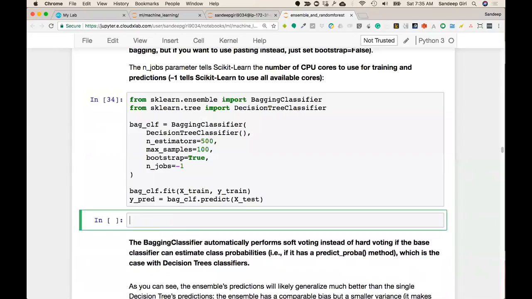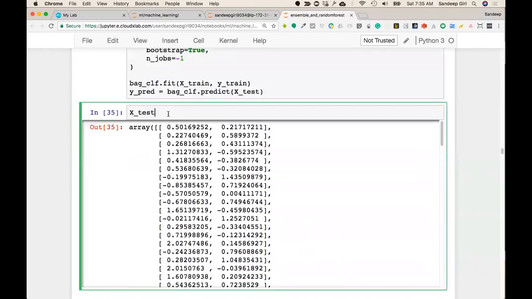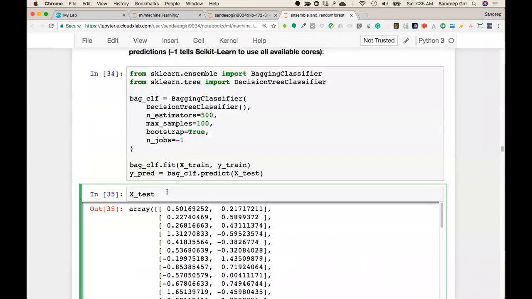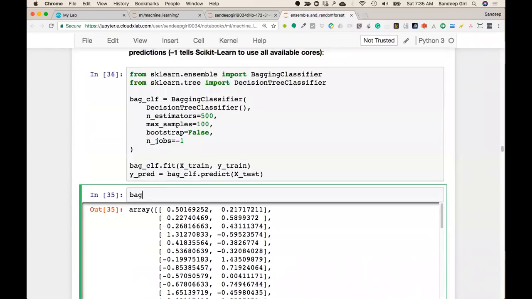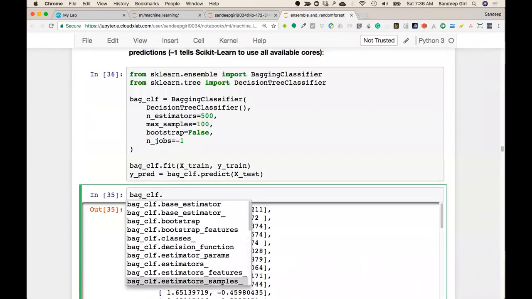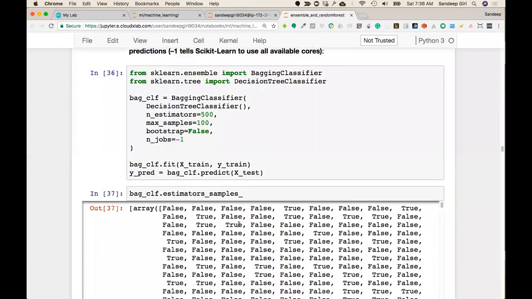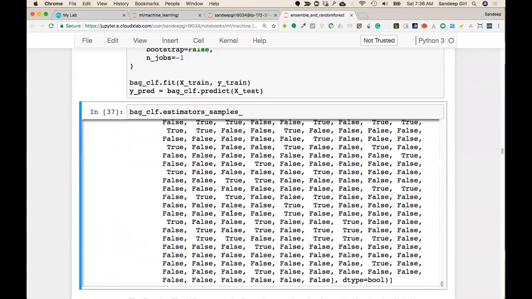I'm just trying to answer and understand the internal working of this particular class. So we have these many records, and let's say we are saying bootstrap equals false. Here we have bag clf dot estimator feature samples, and probably the last sample would have more falses, correct? Right.